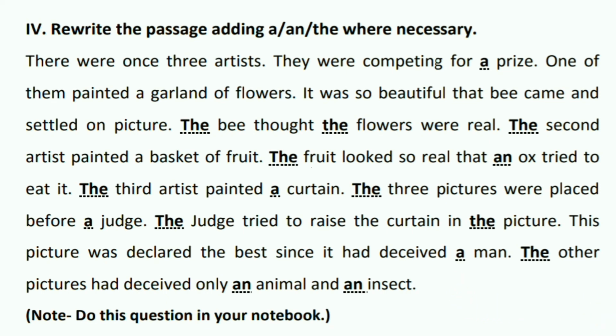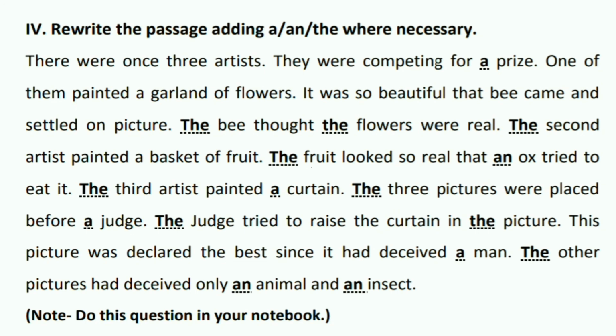Dash second artist painted a basket of fruit, and the answer is: the second artist painted a basket of fruit. Dash fruit looked so real that dash ox tried to eat it. And the correct answer is: the fruit looked so real that an ox tried to eat it. Dash third artist painted dash curtain, and the answer is: the third artist painted a curtain.